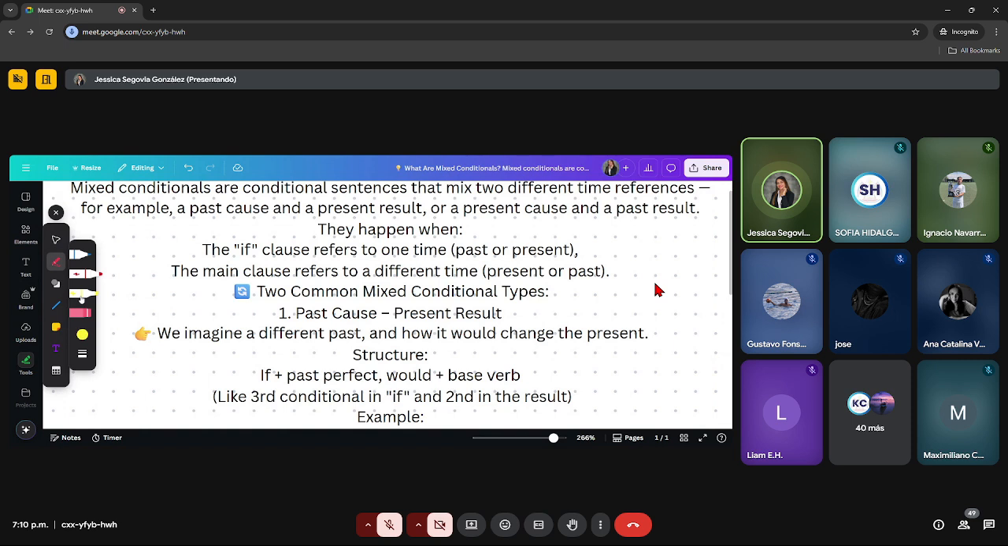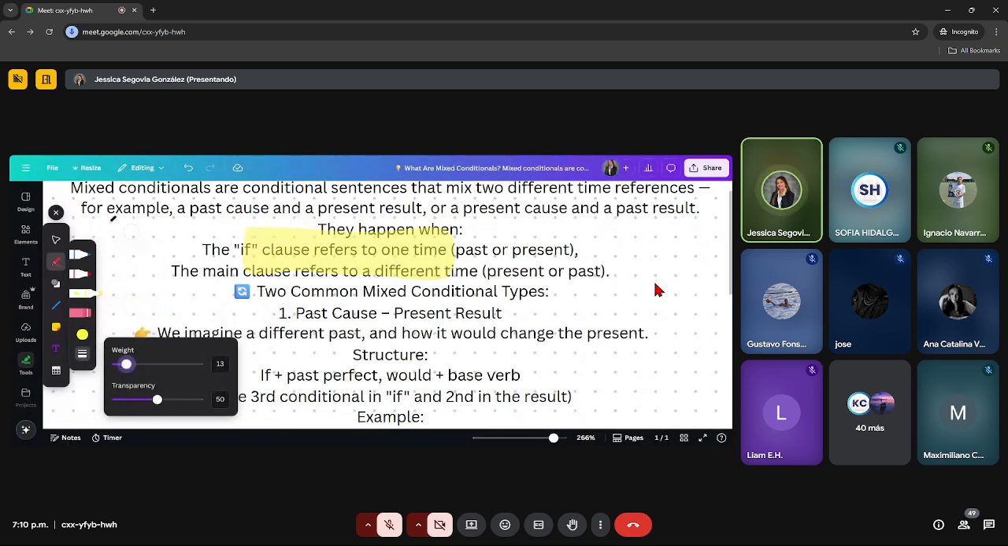If there is an if clause that refers to one time, whether it is past or present, the main clause will refer to another time.